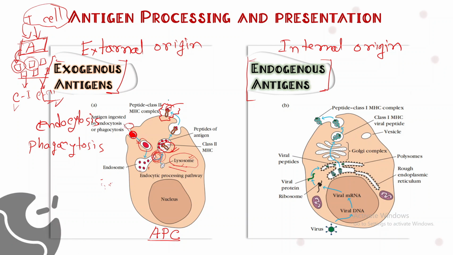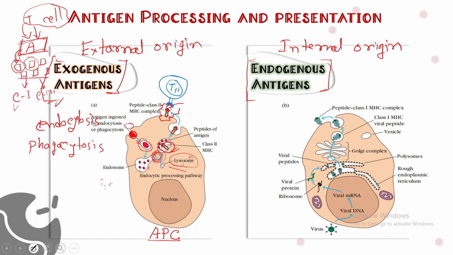Now this antigen is recognized by the T helper cell, because in the previous video we learned that the helper T cell recognizes the antigen by the MHC class 2 molecule. It is restricted to all types of T helper cells. So this is the process of exogenous antigen, or how this antigen is presented to the T helper cell.